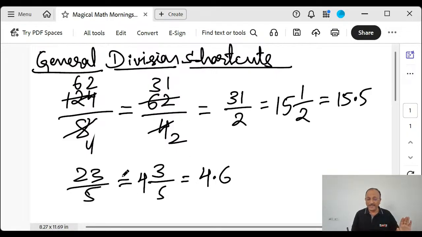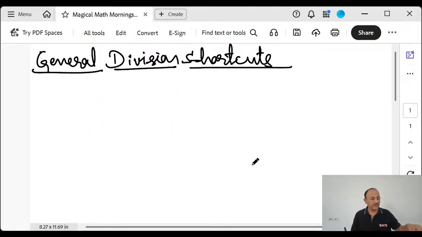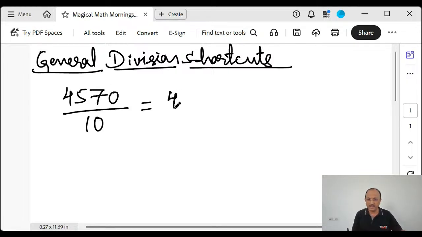But how do we utilize these tricks to do the shortcuts? Let's see division by numbers like 10, 100 and so on. Let's take one example. I'm just recapping most of the points that you already know. 4570 divided by 10. How do you write it? 457. Correct? 10 4s are 40. 5 remainder, 10 5s are 50. 7 remainder, 10 7s are 70.